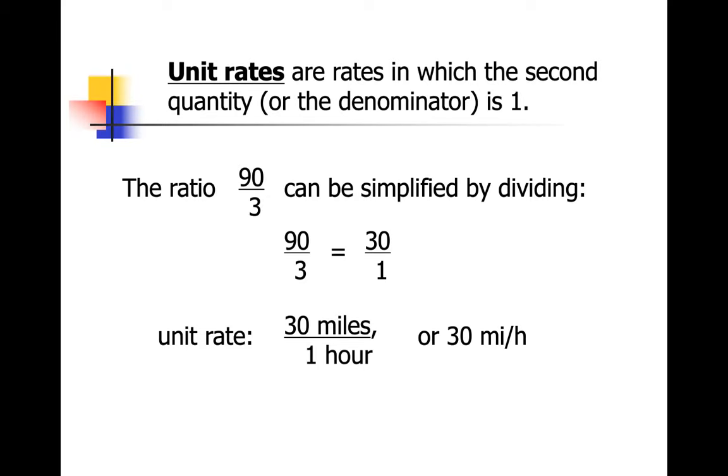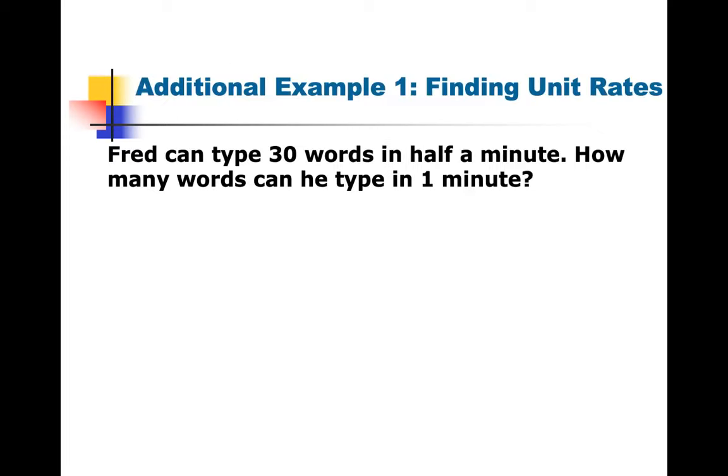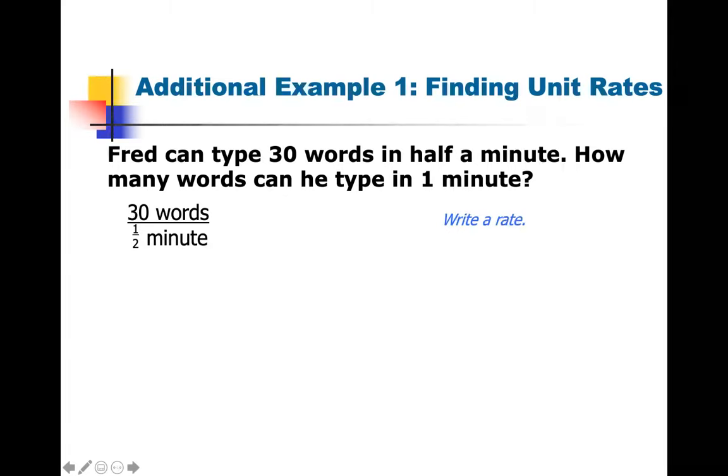So let's look at another example of unit rates. So Fred can type 30 words in half a minute. How many words can he type in 1 minute? It's fairly simple, right? This one says that we've got 30 words in half a minute. And we want to figure out how much it is in 1 minute.